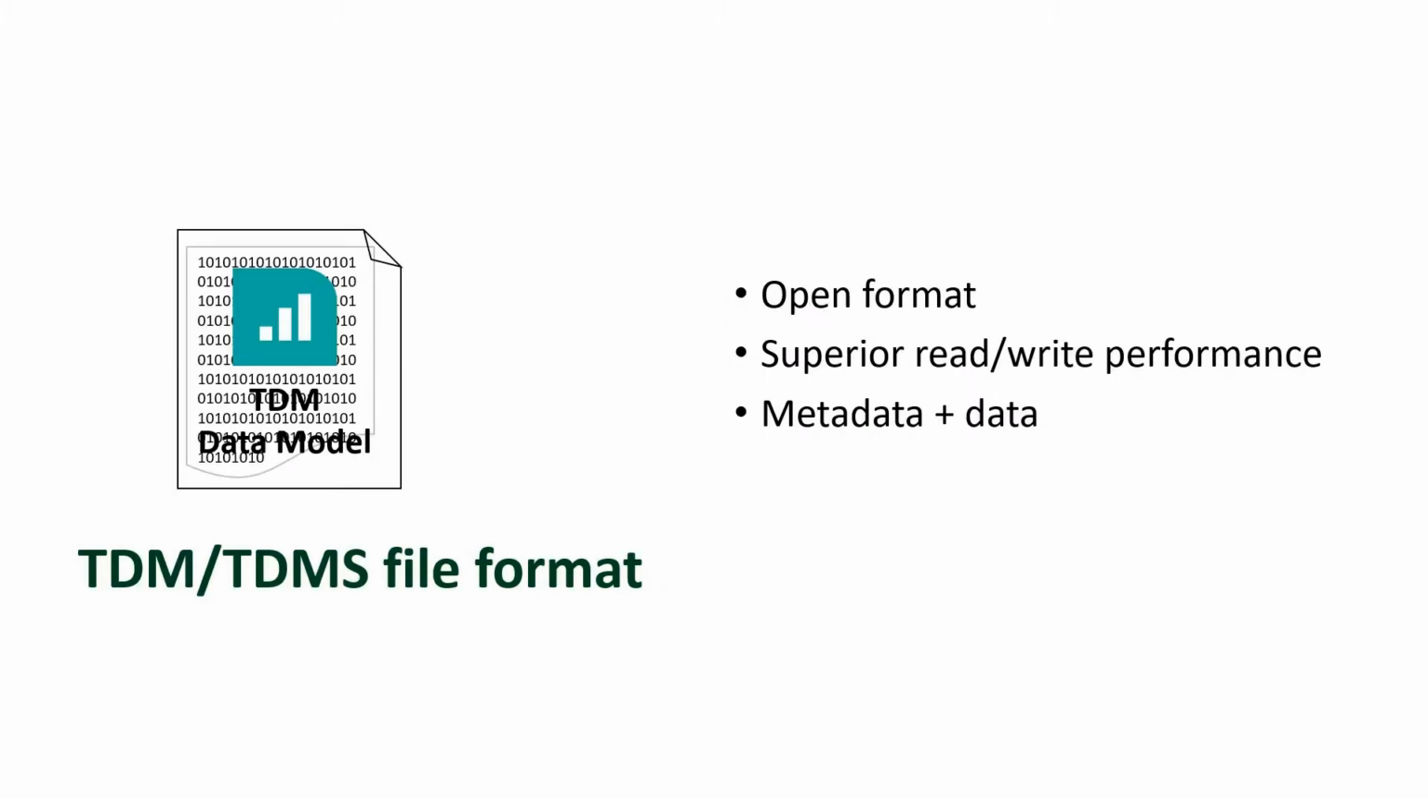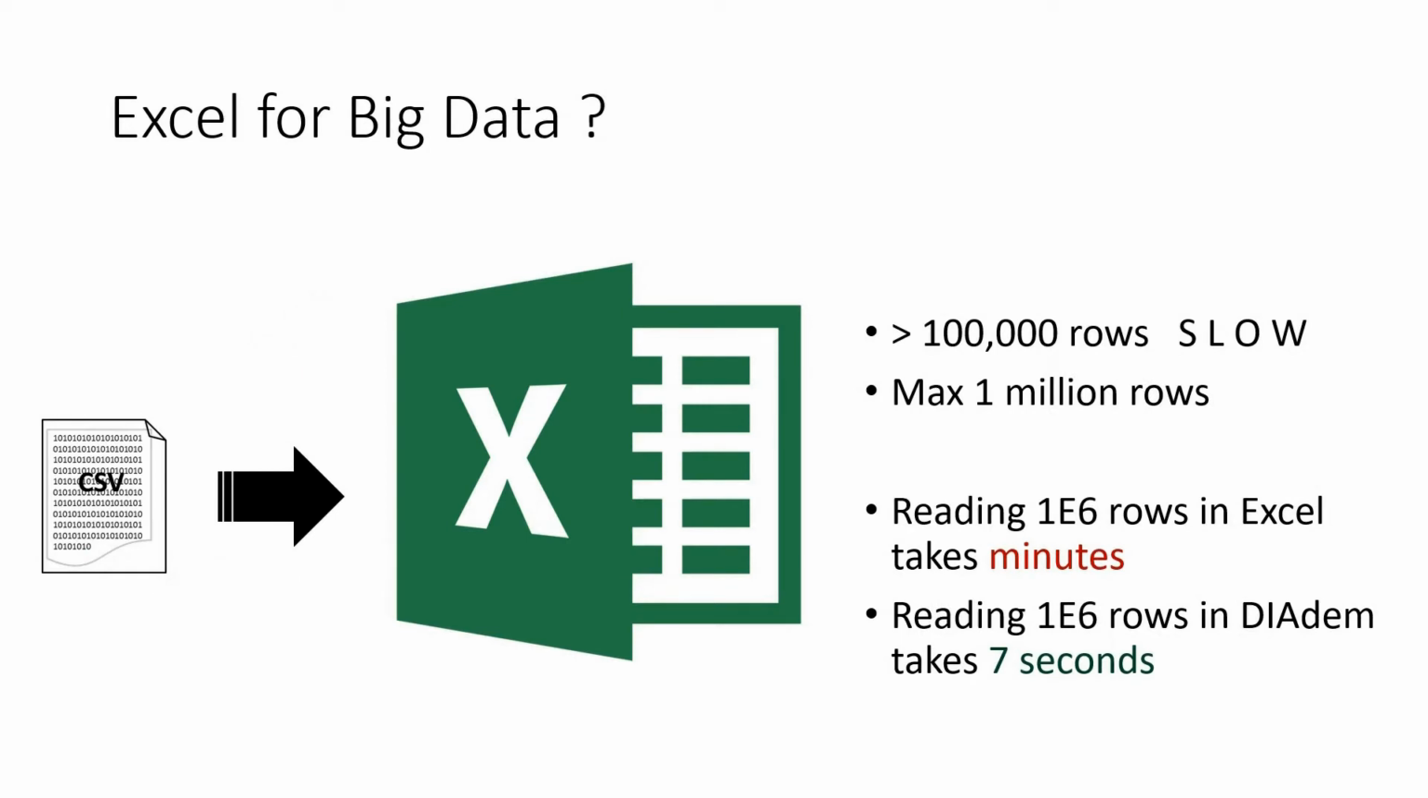NI provides an open format binary file that has superior performance and flexibility for the storage of measurement data. It is fairly easy to import CSV and other text-based data formats into spreadsheet applications, such as Excel. This works well for small files, but quickly becomes a burden with more than 100,000 rows and impossible at more than 1 million rows of data.